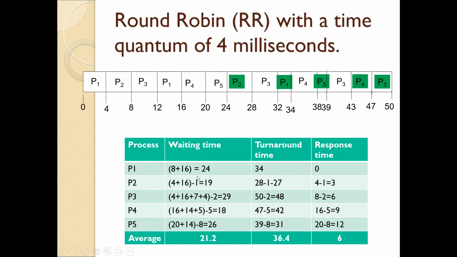right? But P2 arrives at 1 millisecond. So we have to reduce 1, right? And then we can calculate the total waiting time, right? But response time is again different from the waiting time. P2 gets the first response at 4 milliseconds but arrives at 1 millisecond. So the response time is 3.